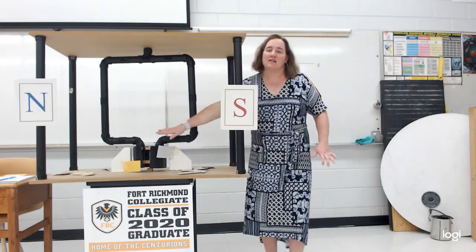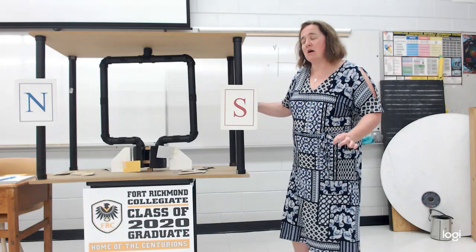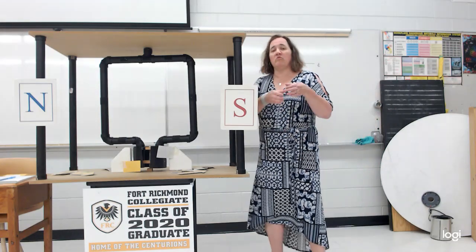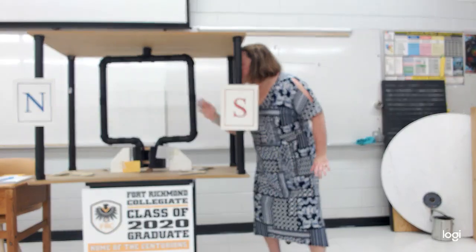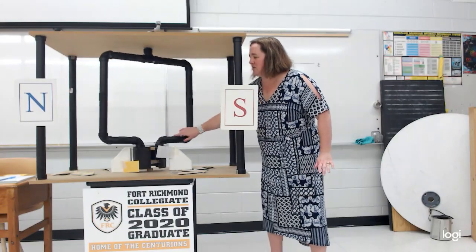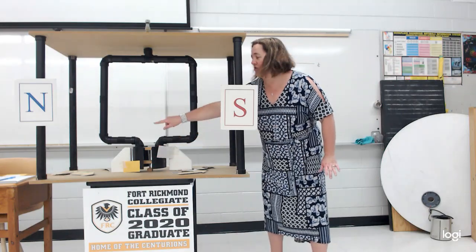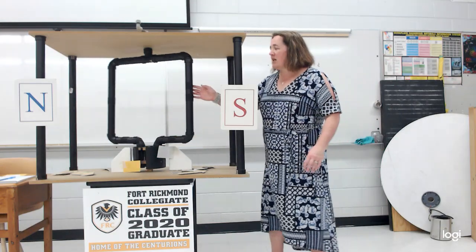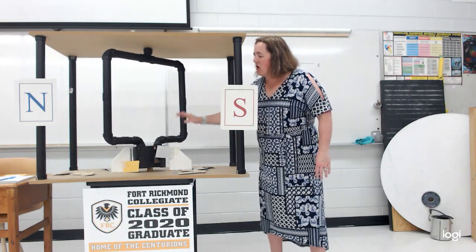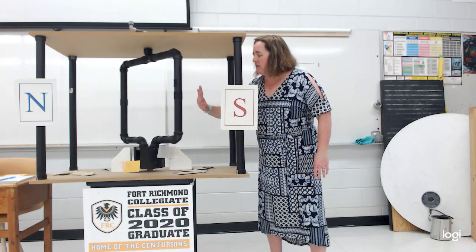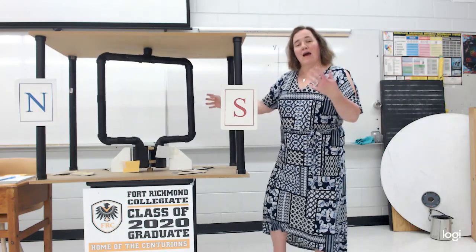So this part is now called a commutator. It's called a split ring commutator. It would have been a continuous ring, but it's cut in half so that we have two locations where it's open. Now the brushes are still the same. They're still in place so that as the armature rotates, we would see the contact with the brushes and the commutator changes.